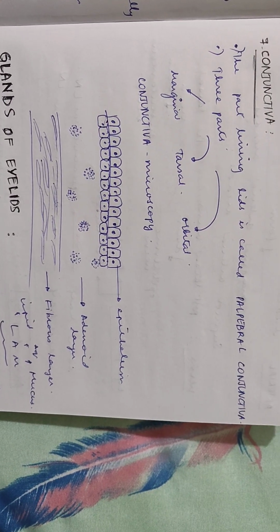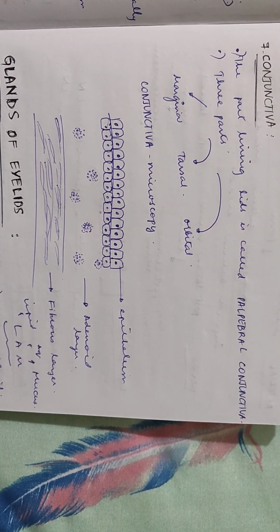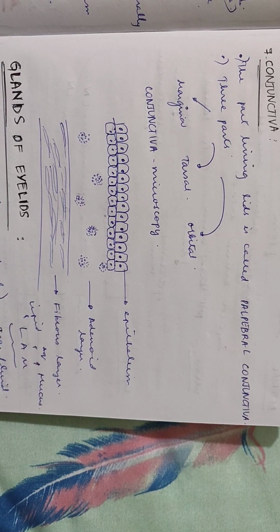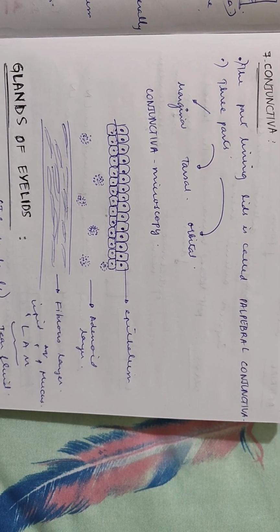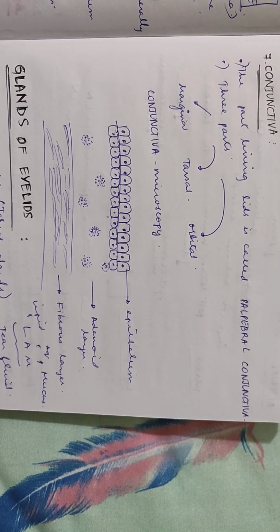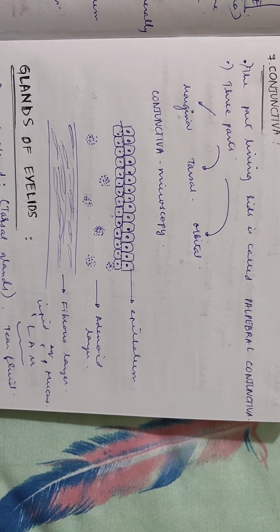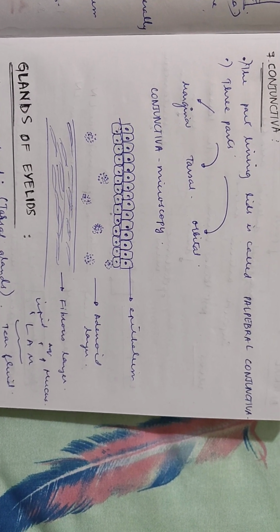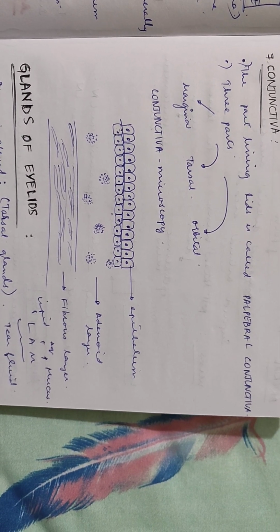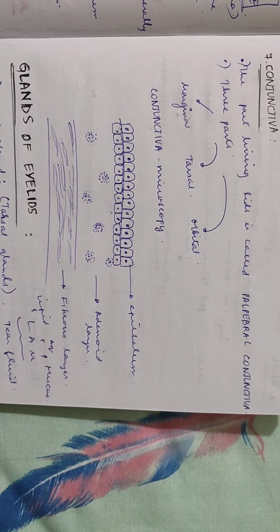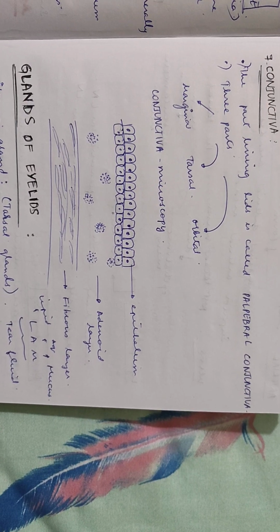And last layer is the conjunctiva. The part lining lids is known as the palpebral conjunctiva. That is, the conjunctiva which is lining the lids is called palpebral conjunctiva, which has three parts, that is marginal, tarsal, and orbital. And this diagram below shows a microscopic diagram of conjunctiva. This is epithelium, the adenoid layer, and the fibrous layer.